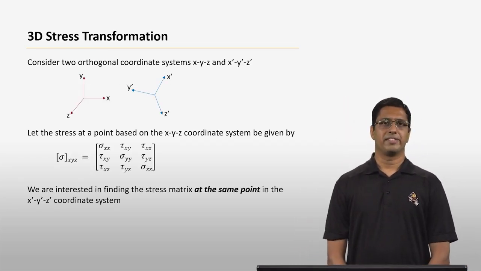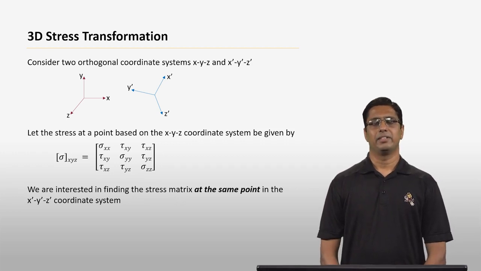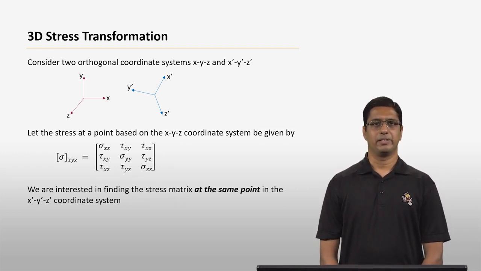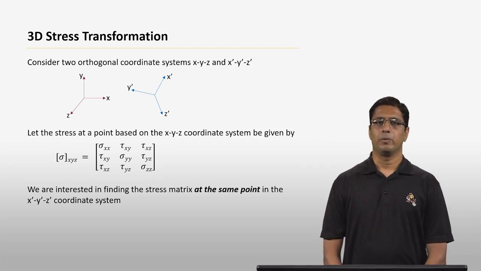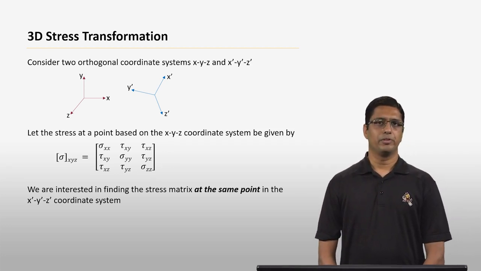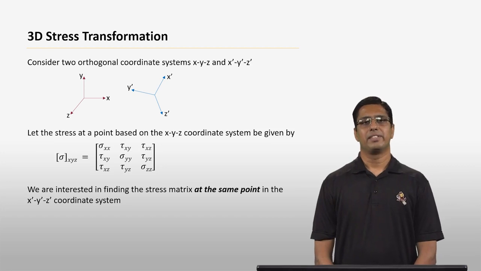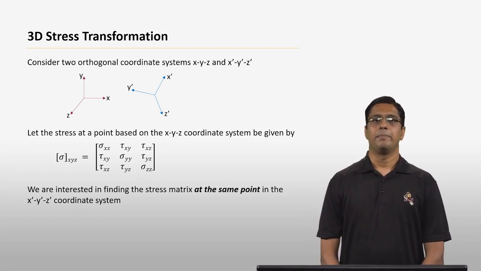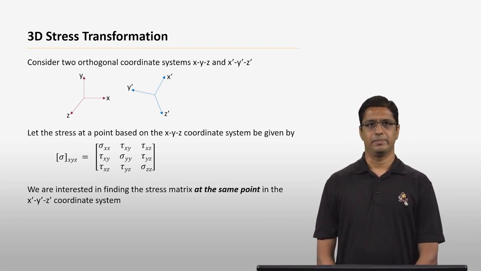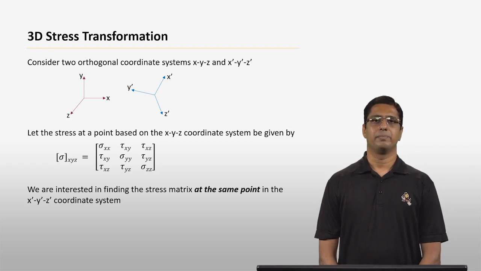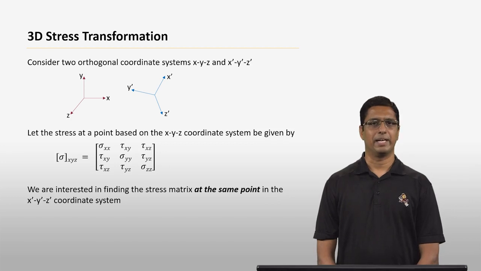So for 3D stress transformations, let's start with two different coordinate systems, x, y, z, and x prime, y prime, z prime. The only requirement here is that both these coordinate systems need to be orthogonal coordinate systems. Okay? So now let's look at a stress at a point based on the x, y, z coordinate system. Okay? And this stress matrix is given by sigma with respect to the x, y, z coordinate system is sigma xx, tau xy, tau xz, and so on.